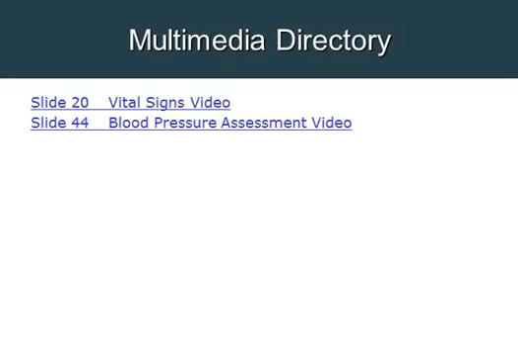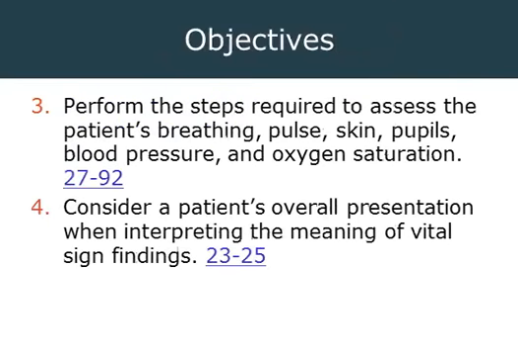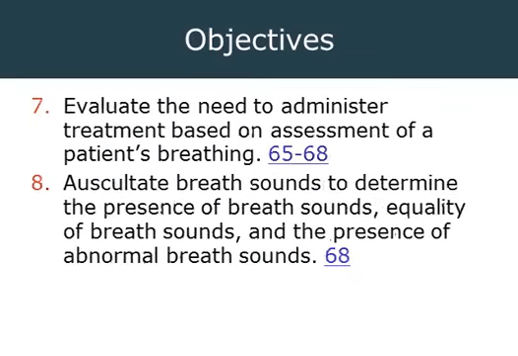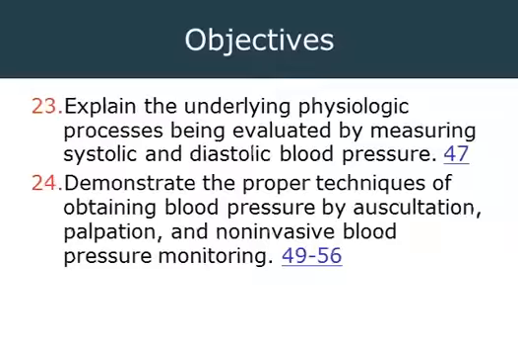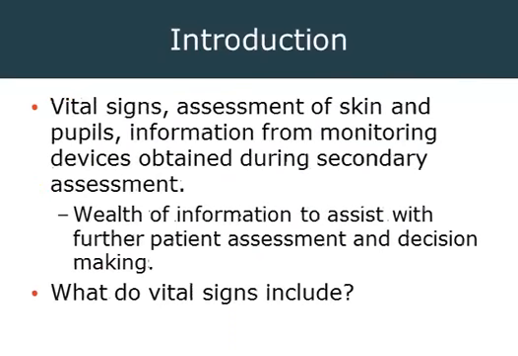In the non-narrated PowerPoint, you will have a couple of videos on the different vital signs. We have a handful of objectives, actually a few more than a handful, that go with this chapter. We'll skip ahead of those. It looks like about 39 of them, but a bunch of these still apply to the second half of the chapter that we've already reviewed. Vital signs, assessment of the skin, pupils, and information from different monitoring devices will be obtained at some point during our secondary assessment, if not at the beginning.